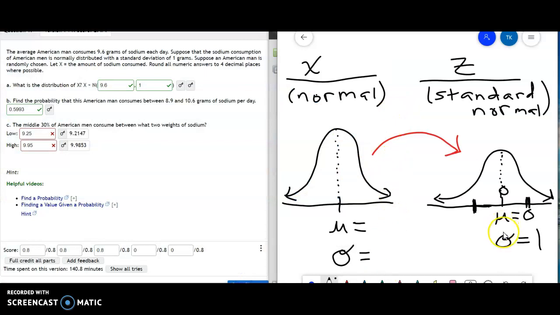Let me remove this previous assignment here. I apologize.